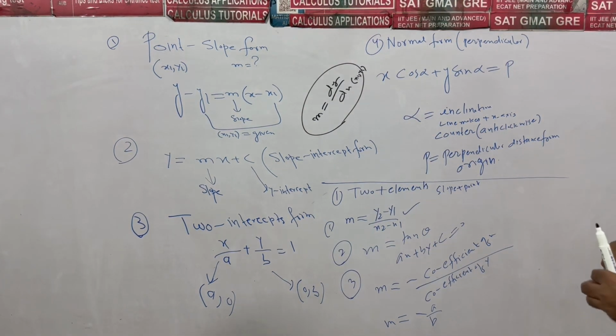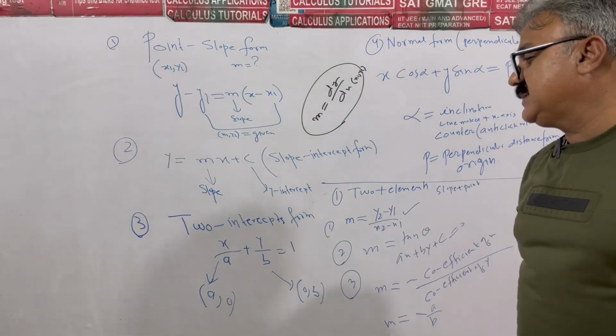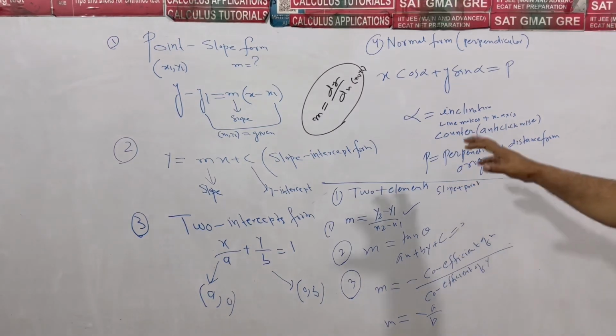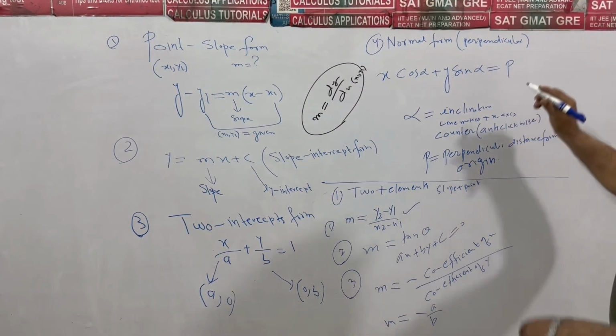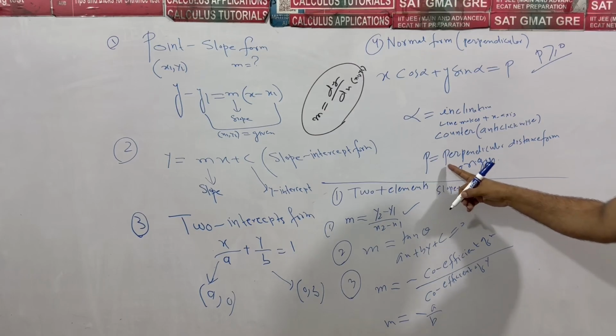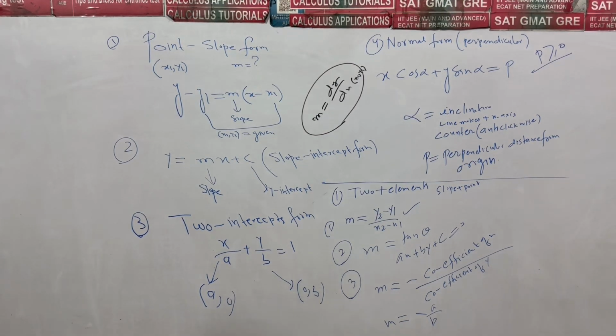These are the basic various forms of a straight line. Point slope form, y minus y1 is equal to m times x minus x1. Slope intercept form, y is equal to mx plus c. Two intercept form, x over a plus y over b is equal to 1. Normal or perpendicular form, x cos alpha plus y sin alpha is equal to p, where p must be greater than or equal to 0. p is a perpendicular distance from the origin, and distance is always positive.